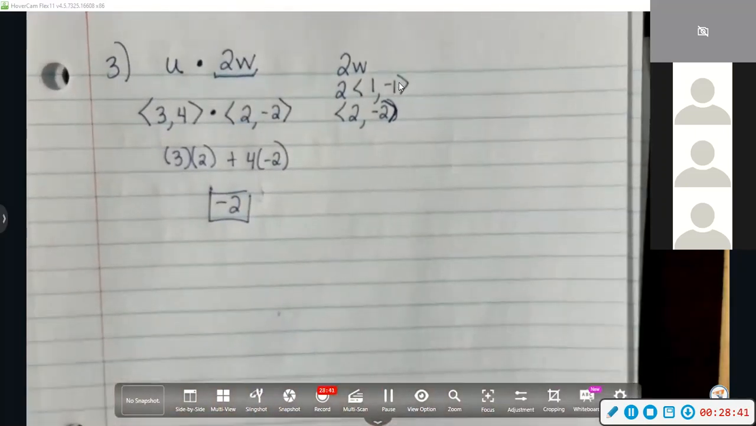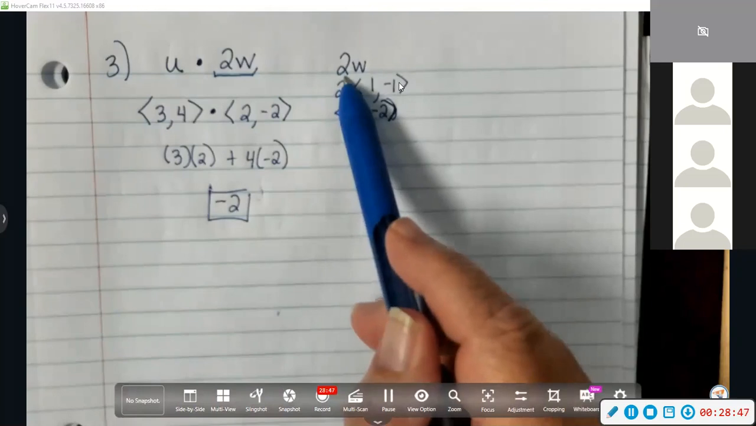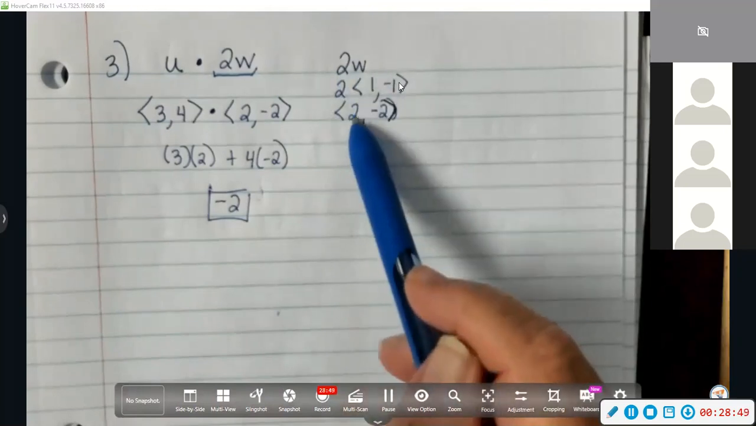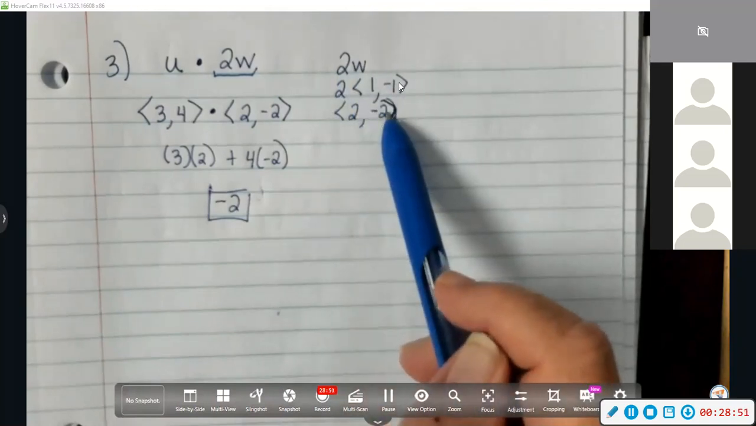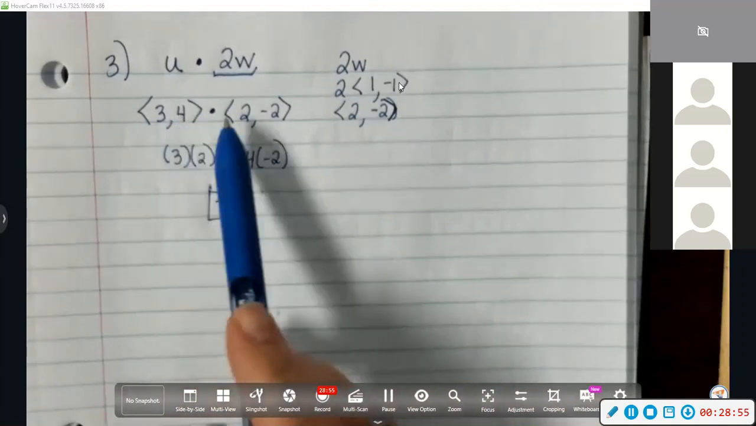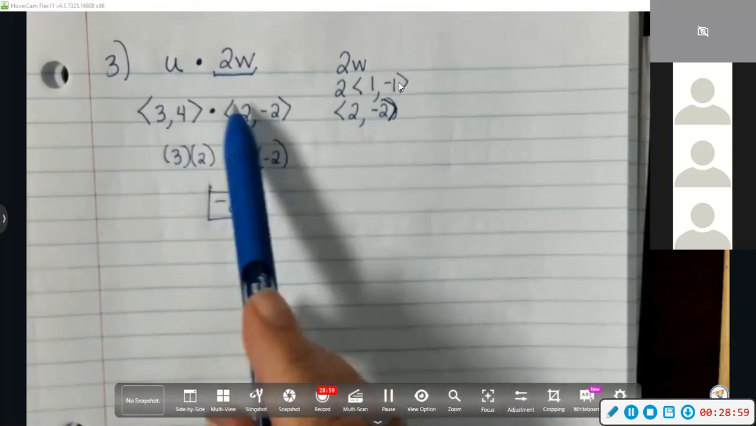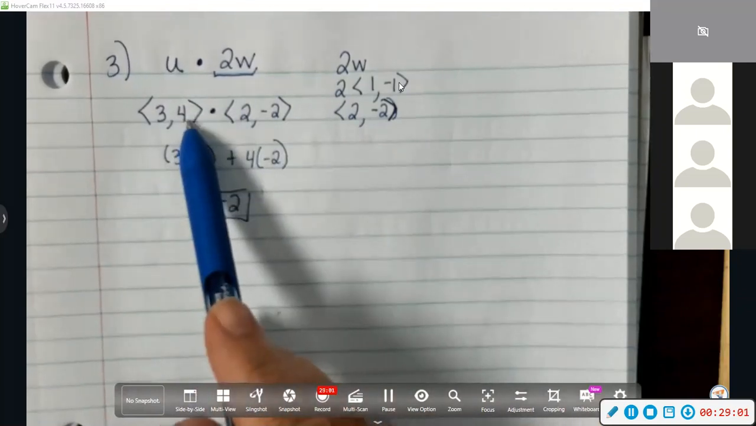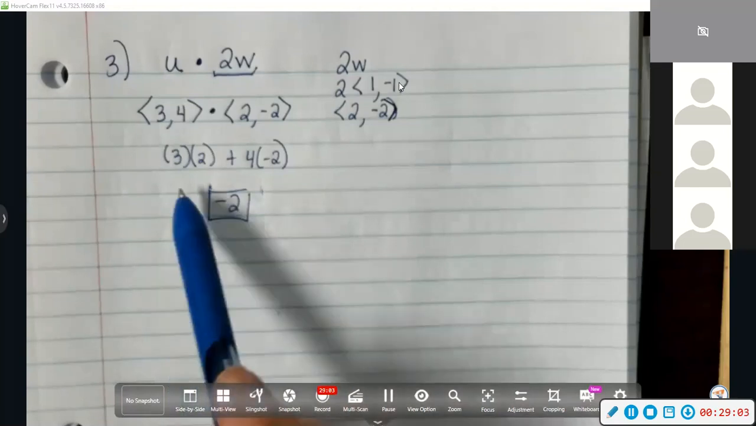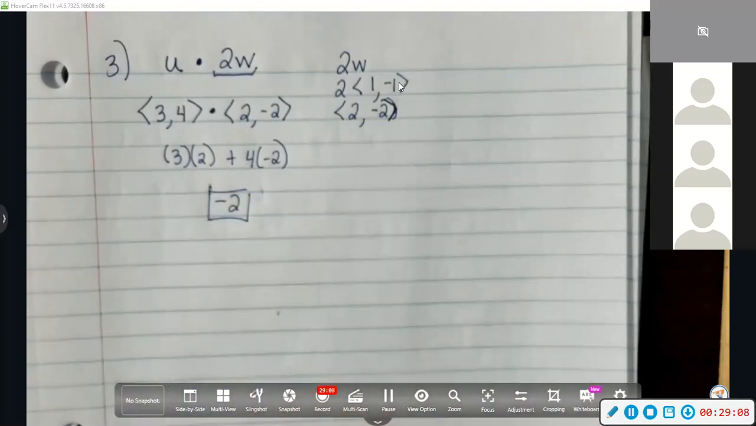All right, so did you arrive at -2 for your answer? So again, if we just do scalar multiplication of 2w, we come out with the vector 2, -2. So then we're taking the dot product of 3, 4 and 2, -2. So it's the 3 times 2 added with the 4 times -2. We've got 6 plus -8, which is -2.